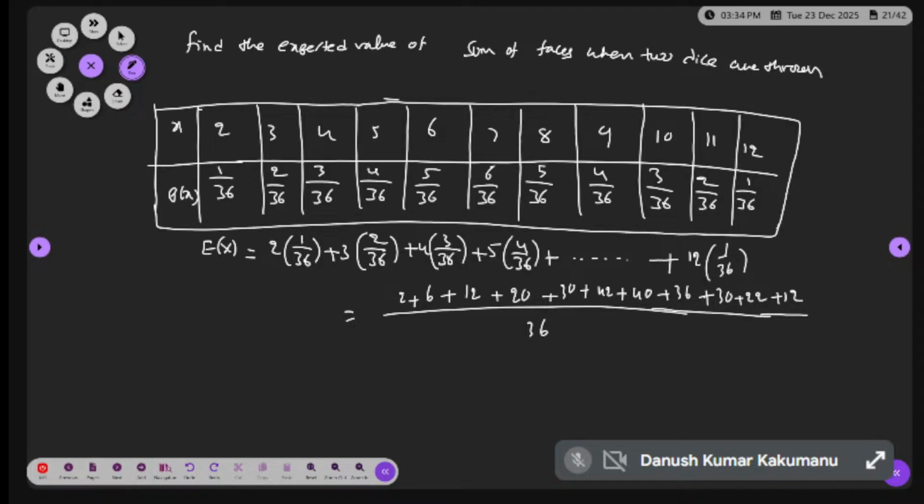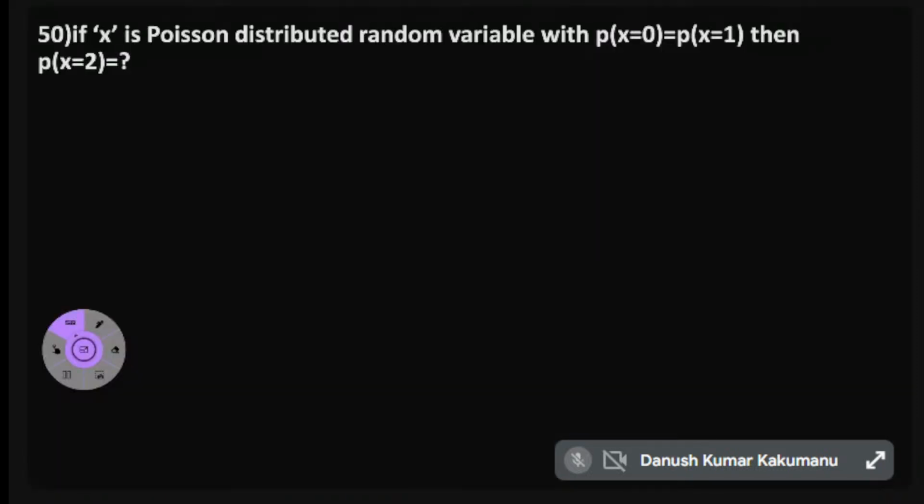7 is the answer. For understanding the question, they will use the word expected value. Understand? Okay, right.